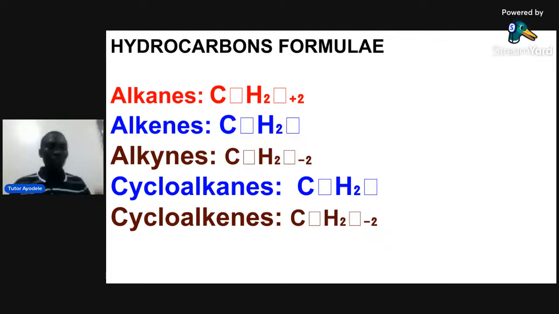I came across a question some years ago. The question is: alkenes have the same formula with what? With cycloalkanes. That is the correct answer. Alkynes have the same formula with what? Cycloalkenes. So that is how we arrive at that formula.